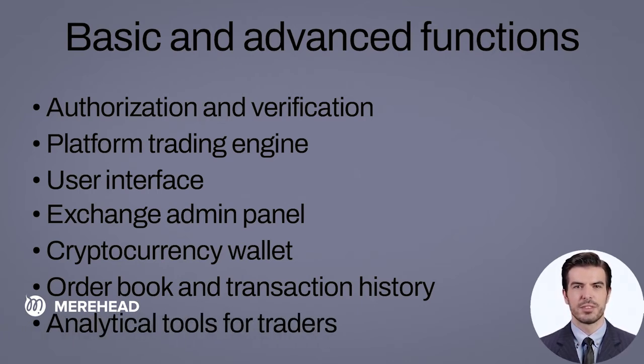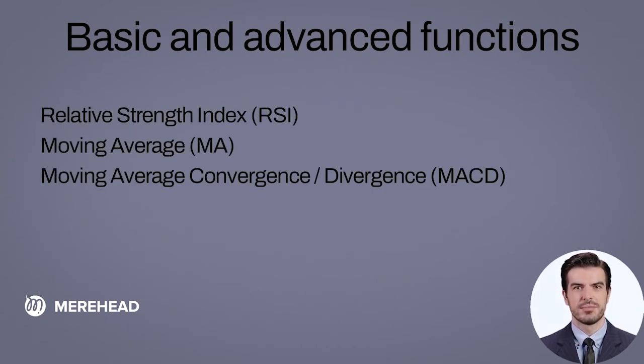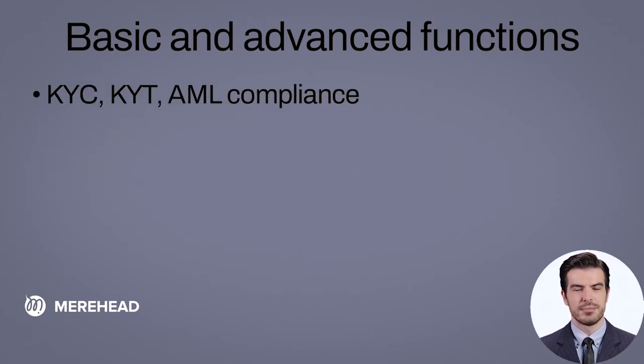Analytical tools for traders. This functionality will help attract experienced traders to the platform. Analytical tools allow you to receive additional information about the current state of the market, predict its movement, analyze trends, create and test trading strategies. When starting a crypto exchange, you have to decide what indicators you want to see on your platform. The required options are Relative Strength Index, RSI. Moving average, MA. Moving average convergence divergence, MACD.